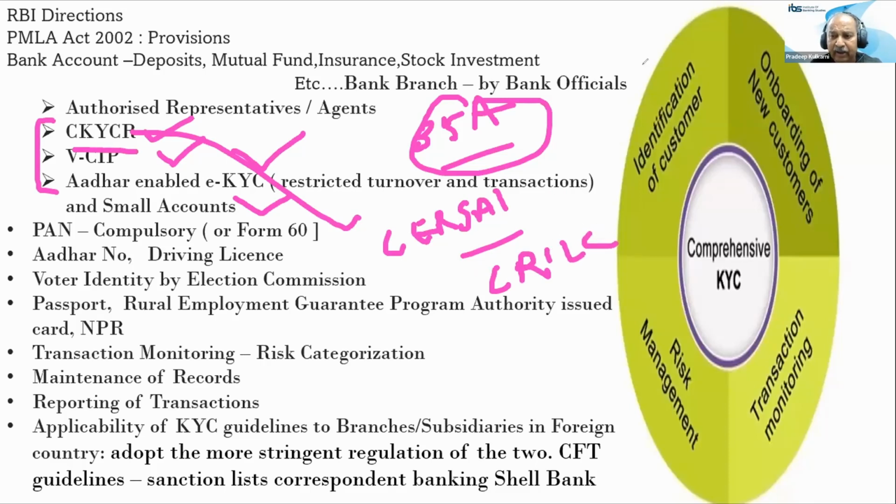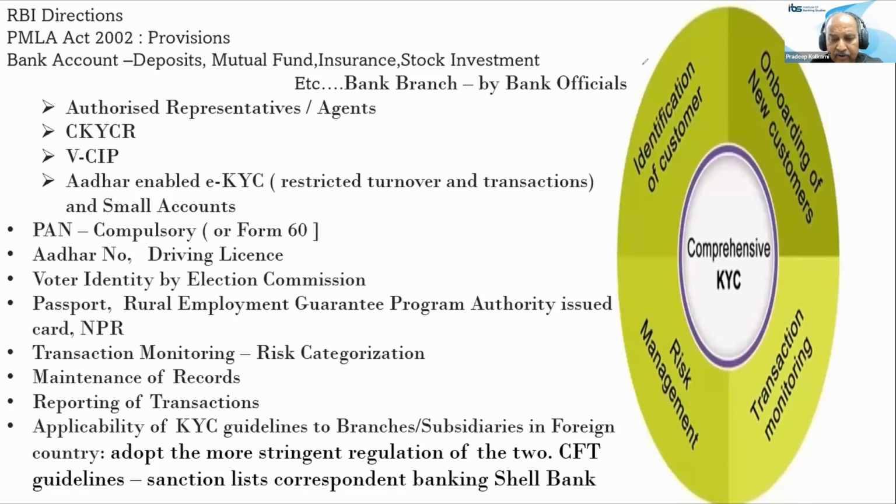So CRILC is managed by the Reserve Bank of India, but this CKYCR is managed by CERSAI. Okay. Number 2, CKYCR: every customer who is opening a bank account will get a 14-digit ID, and once he gets the CKYCR ID, thereafter he need not give any document to any financial authority unless and until the period of re-KYC is over.